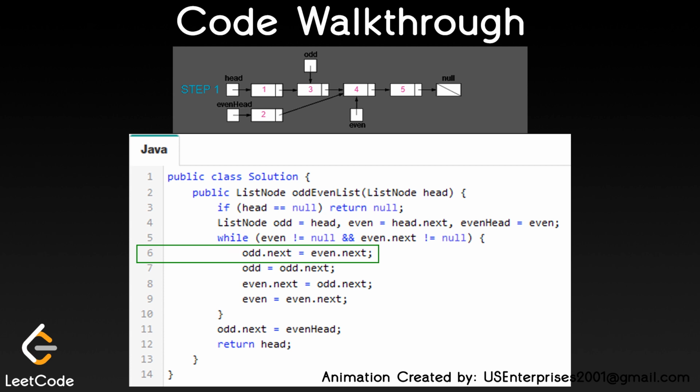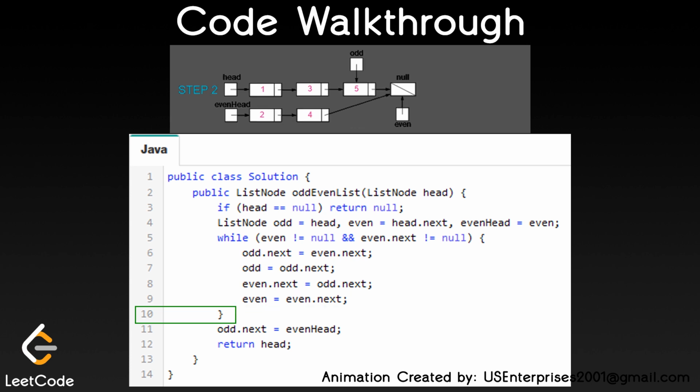On line 6, we point the node at odd.next to the node at even.next, which effectively skips over the nodes with even indices. On line 7, we point the node odd to odd.next, which traverses the odd node through the list. On line 8, we point the node at even.next to the node at odd.next, which effectively skips over the nodes with odd indices. On line 9, we point the node even to even.next, which traverses the even node through the list. On line 10, we close the code block for the while loop with a closed curly brace.